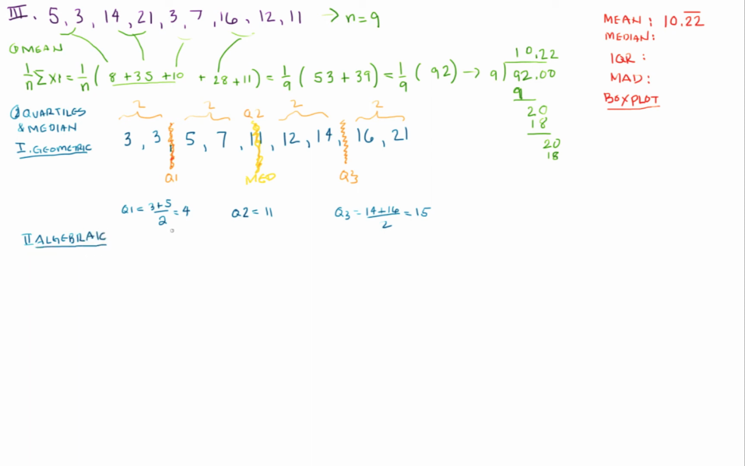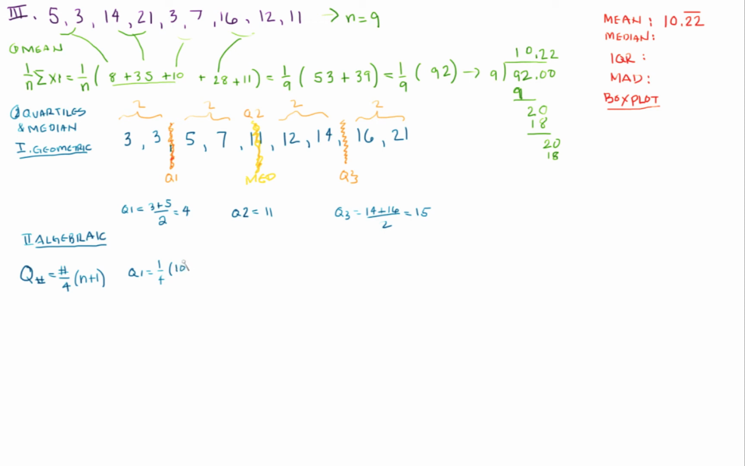Let's remember our formula, and that is the quartile number over 4 times n plus 1. And if you think about it, that n plus 1 should make sense if you start off with 2 numbers. Think about it and try it out. It shouldn't be that hard.